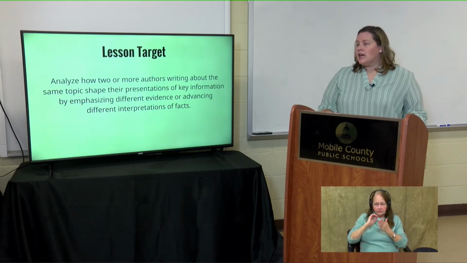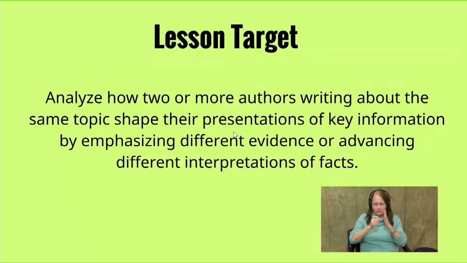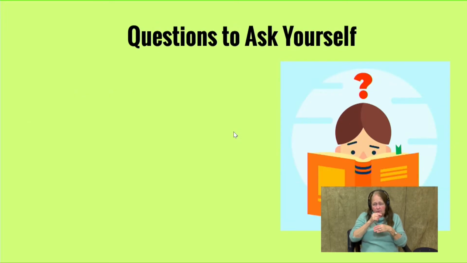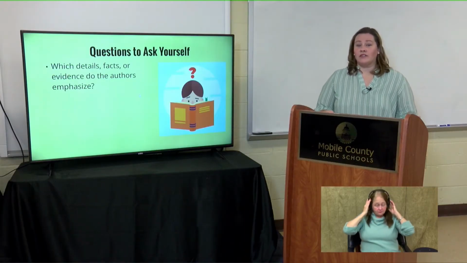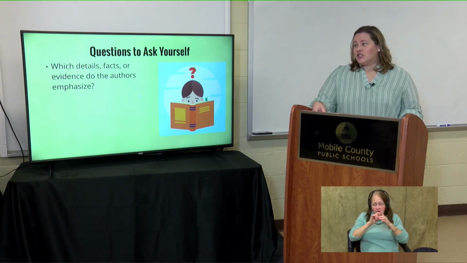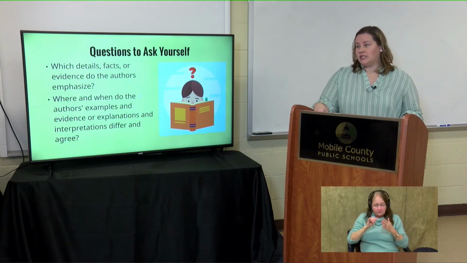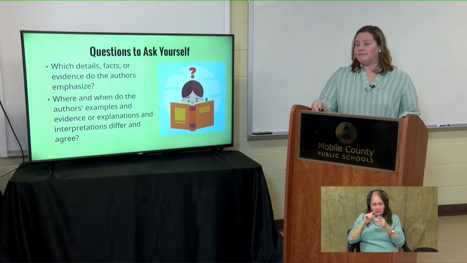So our target that we're going to be looking at is how to analyze 2 or more authors writing about the same topic and how that shapes their presentation of key information by emphasizing different evidence or advancing different interpretations of facts. More specifically, there are 2 questions that I would like for you to ask yourself as we make our way through this unit. First question is, which details, facts, or evidence do the authors emphasize? Second question is, where and when do the author's examples and evidence or explanations and interpretations differ and agree?